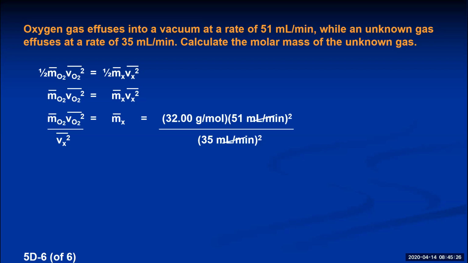The most common mistake here is people forget to square the velocities. So if you square 51, then square 35, multiply by 32.00, you'll get a 2 significant figure answer for the molar mass of this unknown gas. And here's yet another way for us to calculate the molar mass of an unknown from experimental data.